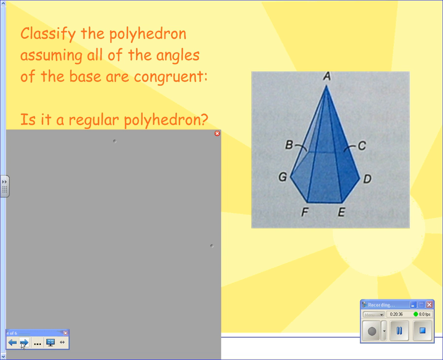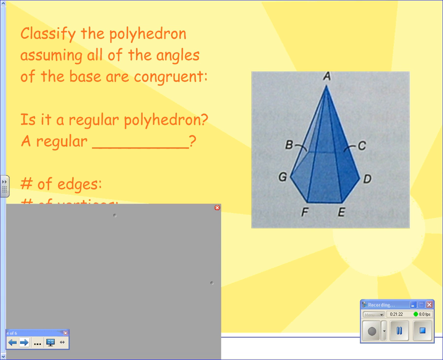Classify the polyhedron, assuming all of the angles of the base are congruent. How would you classify it? Hexagonal pyramid. Is it a regular polyhedron? It is a polyhedron, but it is not regular. However, it is a regular hexagon for the base. It's not a regular polyhedron, but it's just a regular hexagon for its base. Does that make sense?